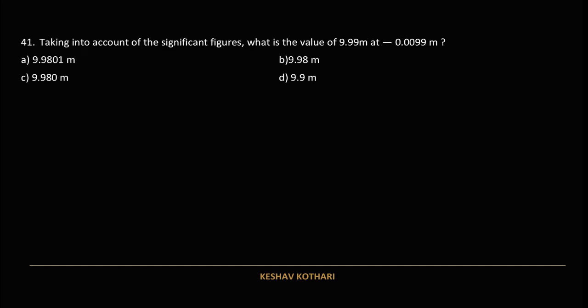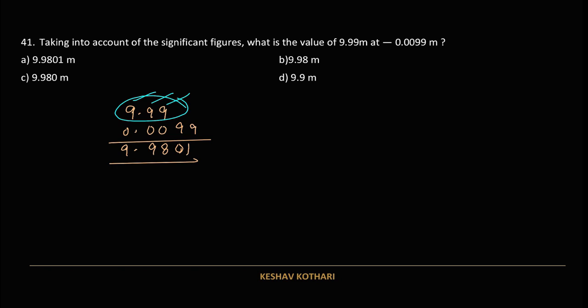Taking into account the significant figures, what is the value of 9.99 meter minus 0.0099 meter? So for this particular problem, if we perform a simple subtraction over here, we attain a value equal to 9.9801. Now since over here there are only up to 3 significant digits, we will restrict our answer to 9.98. So on the idea of significant figures, the correct alternative is option B, that is 9.98 is the correct answer. Let us move to the next problem.